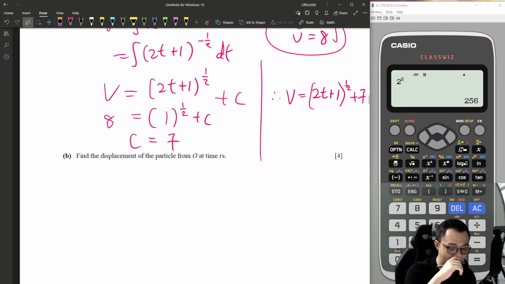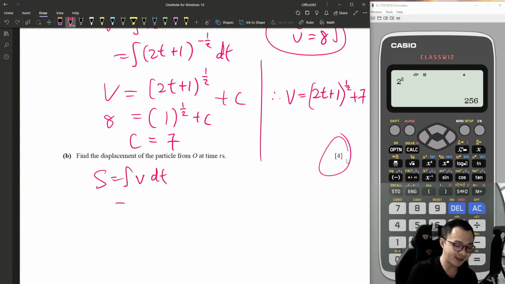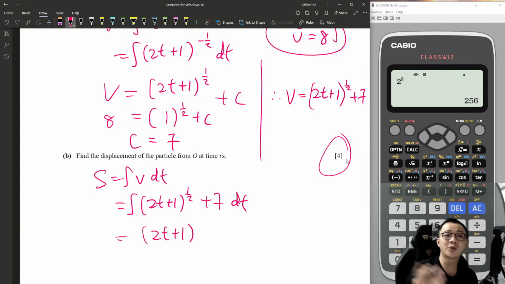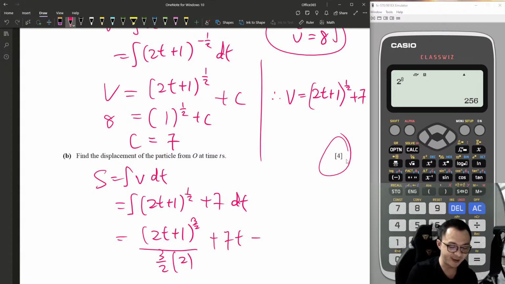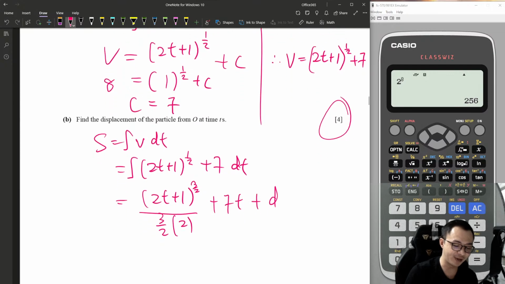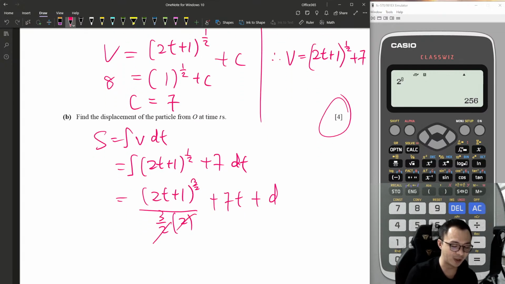Then we will need to do the next one. Find the displacement. I'll give you 4 marks, it's very kind. So we know s is basically integrate v dt, and we have a v above there. We integrate 2t plus 1 power half plus 7 dt. So I integrate this one, power plus 1, 1 over 2 plus 1, I will get 3 over 2, isn't it? Divided by 3 over 2. Then differentiate inside the bracket, I get 2 there. 7 gives me 7t plus d. Because I already used the c, I use the d. This one simplified, I got a 3 at the bottom.